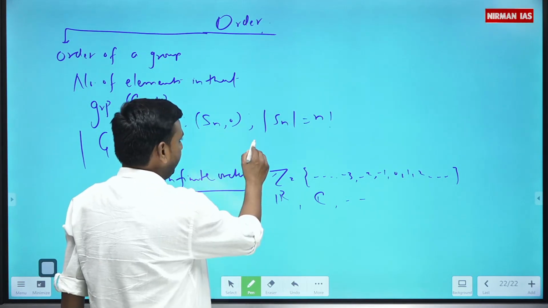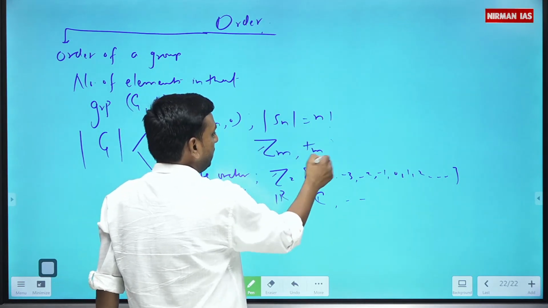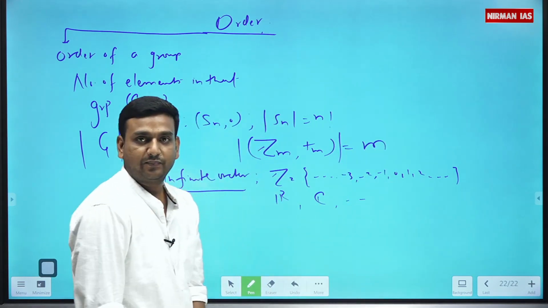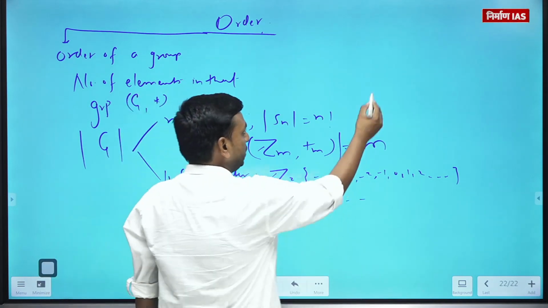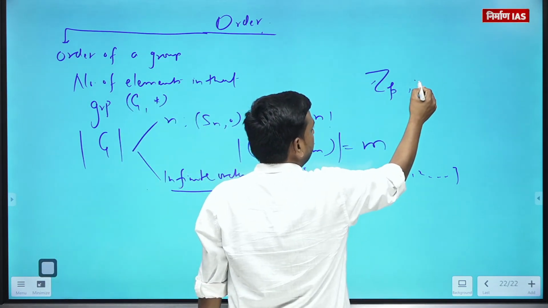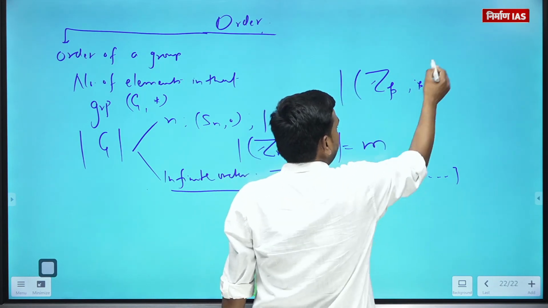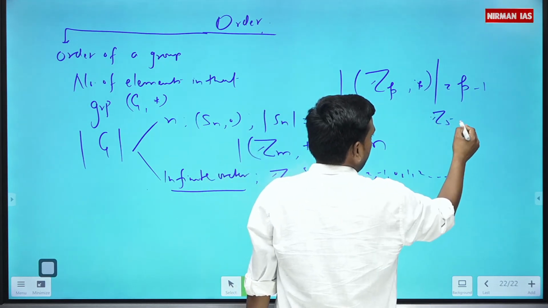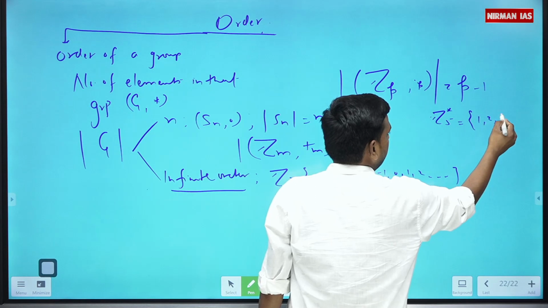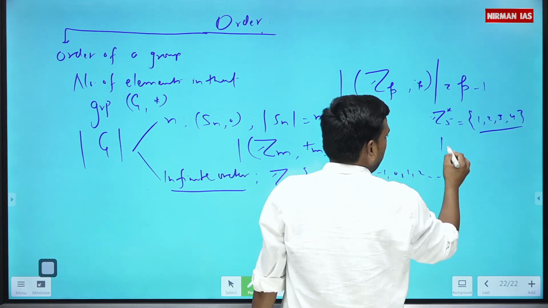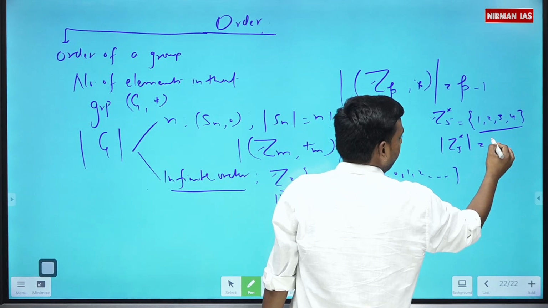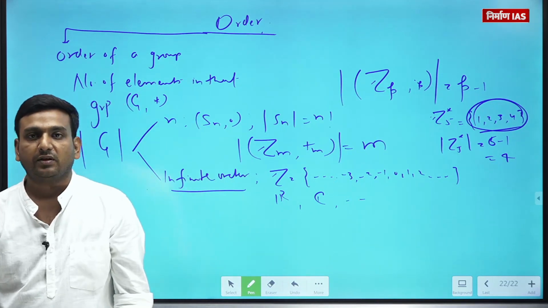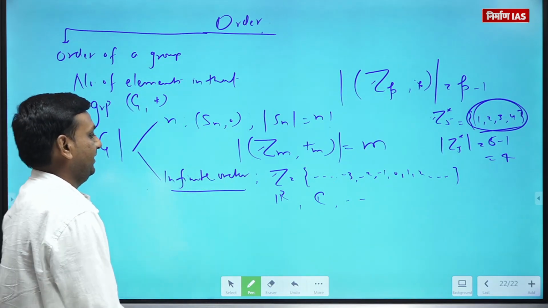You can say Zm with respect to addition modulo M. What is the order? M. Is that clear? With respect to multiplication, Zp, multiplication modulo p, the order of this group is p minus 1, because let's say I talk about Z5. So star, 0 I won't take for multiplication. This I already told you. So what is the order of this group? 5 minus 1, that is 4. कितने एलिमेंट है इसके अंदर? 4. Is that clear? Fine.